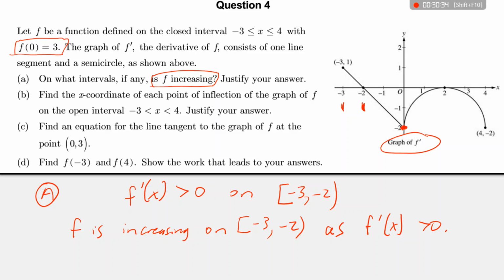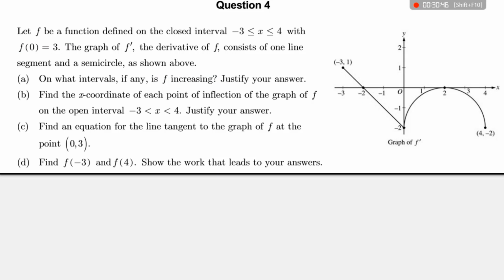Okay. The confusing part about this is they didn't give us the graph of f, they gave us the graph of f prime. So we're not looking at the original function's y values here. We're looking at this graph of the slope.